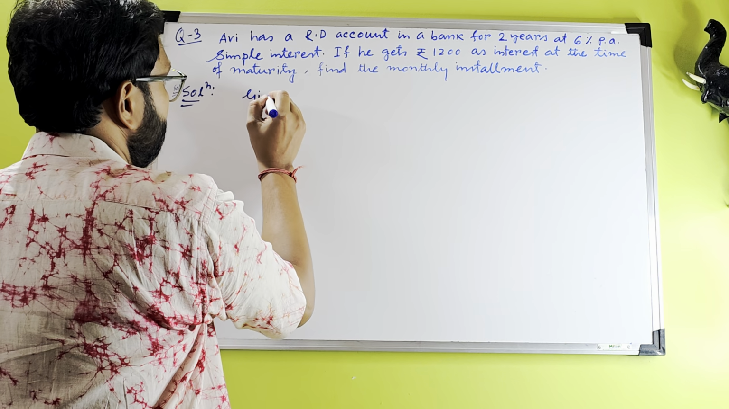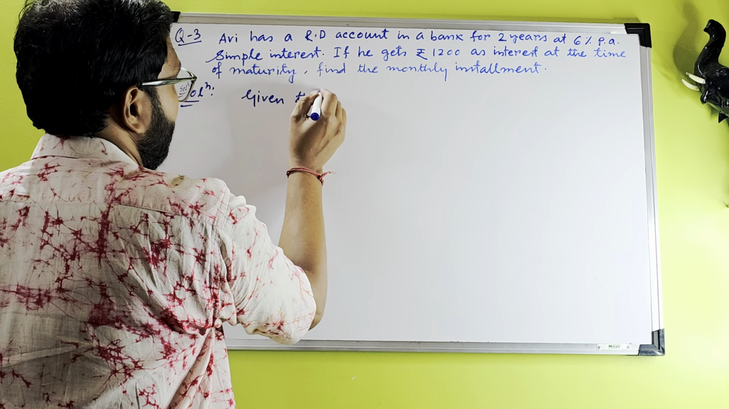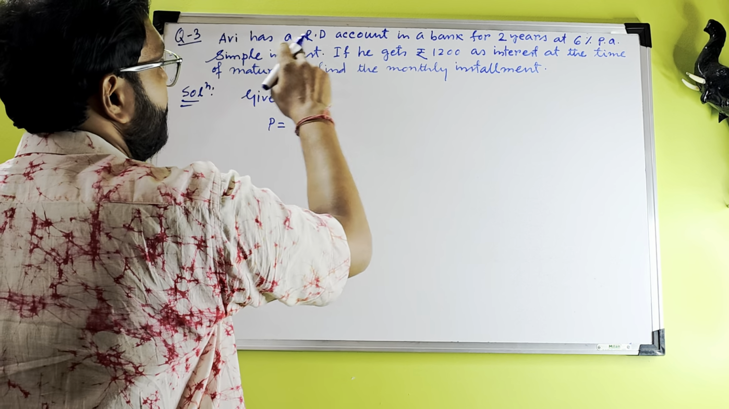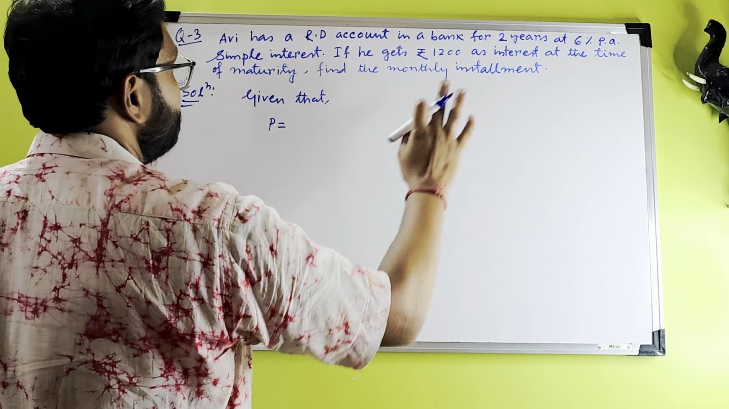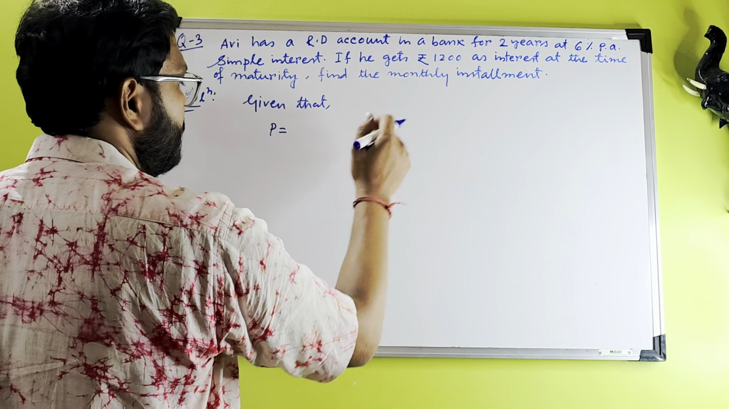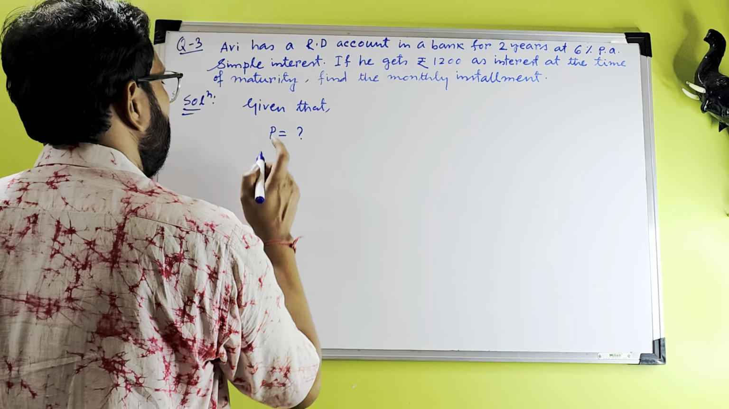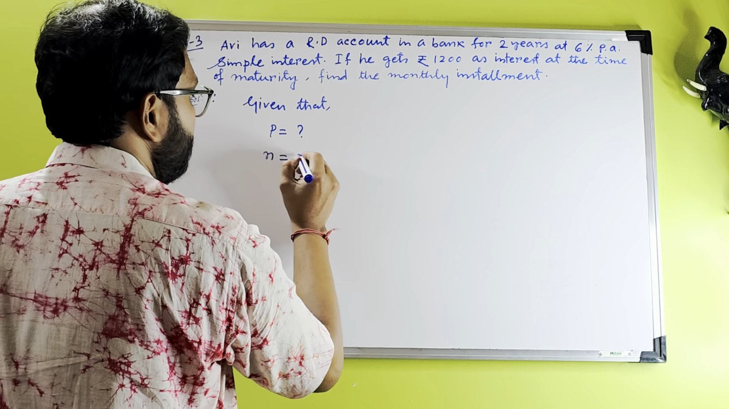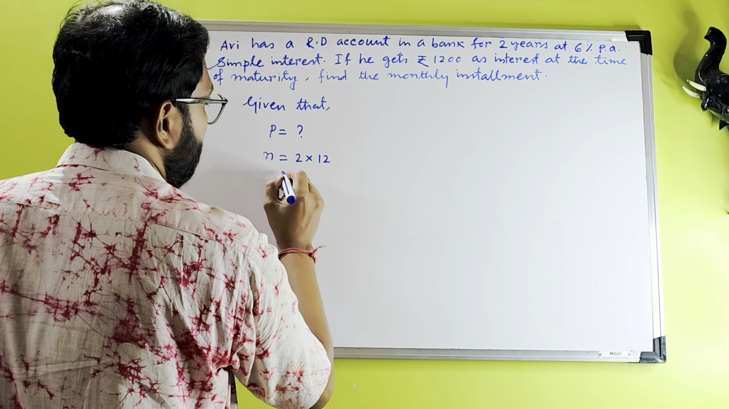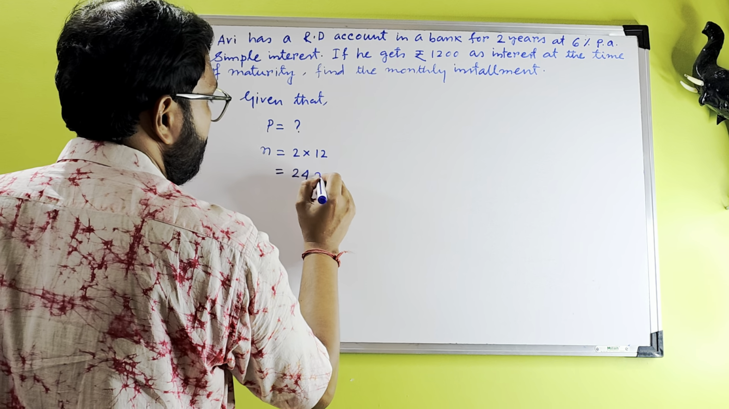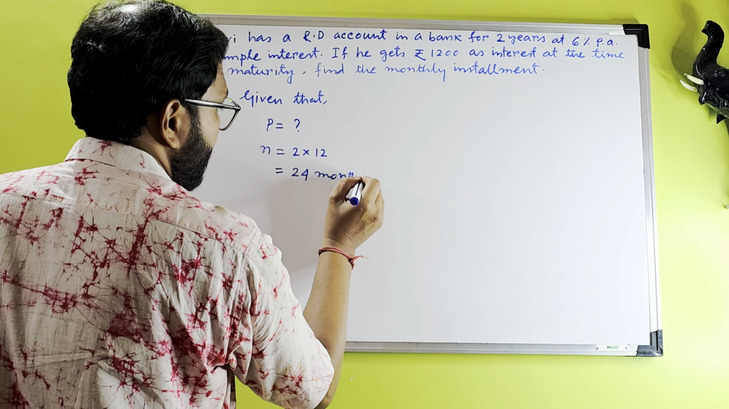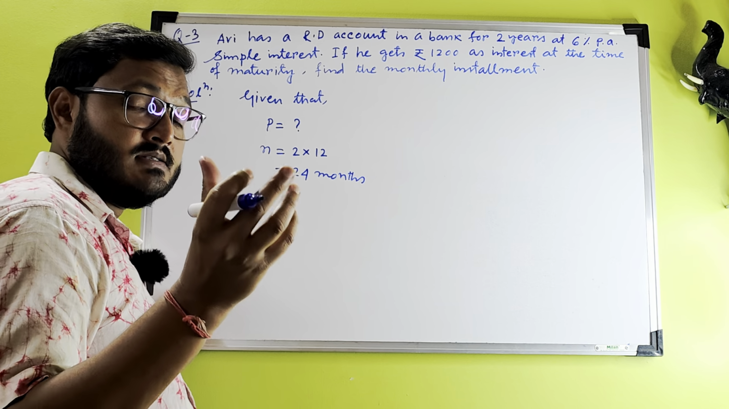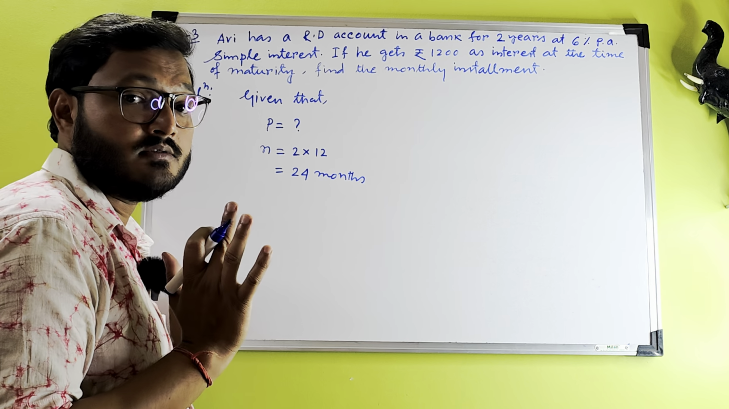So given that, n equals 2 years at 6% per annum, simple interest. Is P known? No, P is unknown. Is n given? Yes, 2 years. So 2 into 12, so 24 months. I hope if you write this way, the examiner need not check the question paper also.